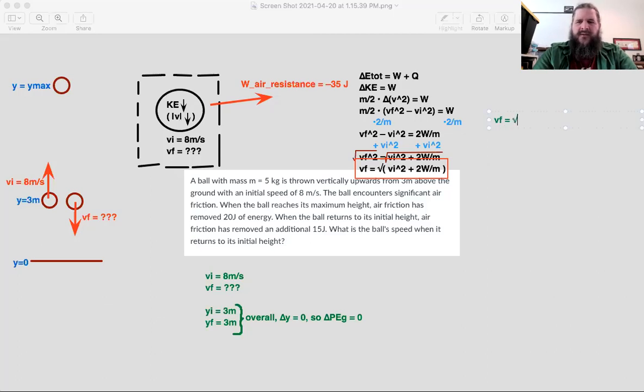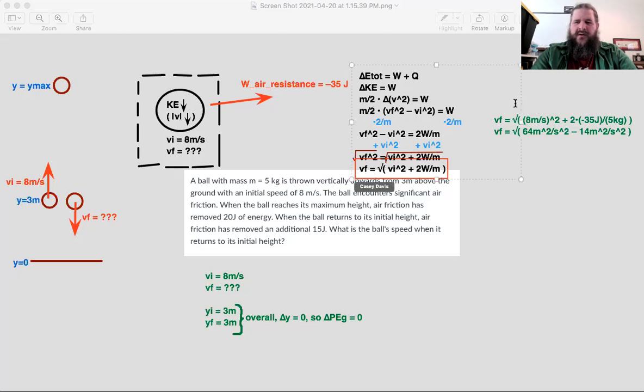So let's fill that in. Square root of v initial squared plus 2 times work, which is negative 35 joules, divided by mass, which was 5 kilograms. So that's square root of 8 squared would be 64 meters squared per second squared. And then 35 divided by 5 would be 7, times 2 is 14, so minus 14. And then joules is kilogram meters squared per second squared. So the kilograms cancel out, you get meters squared per second squared.